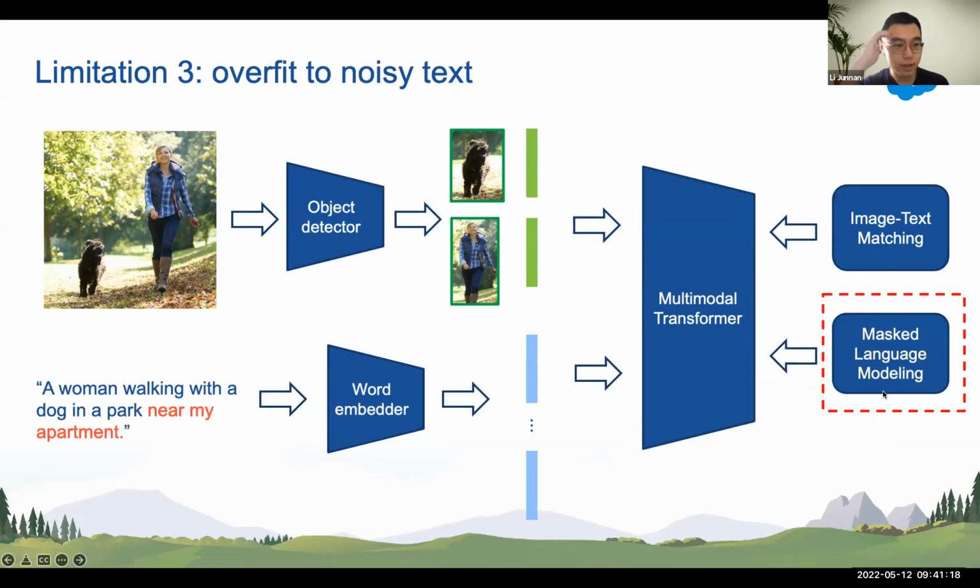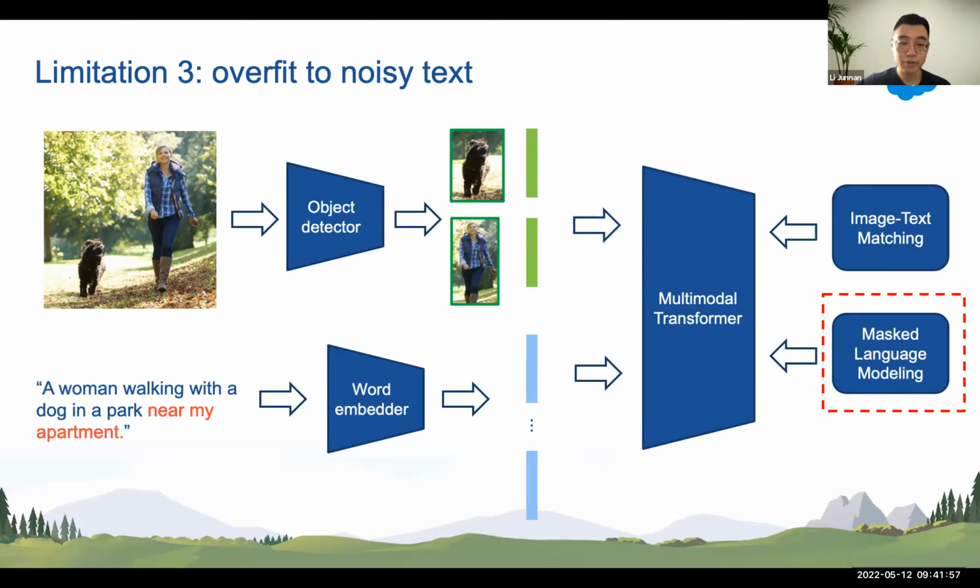And the third limitation is overfitting to the text, which is quite noisy. Remember that those texts are collected on the web automatically. So there could be some words that don't correspond to the image. For example, here we have this phrase near my apartment, which was not in the image. But if you try to predict the sentence using the image, you are not making use of the visual information. And this will make your model overfit to the text.